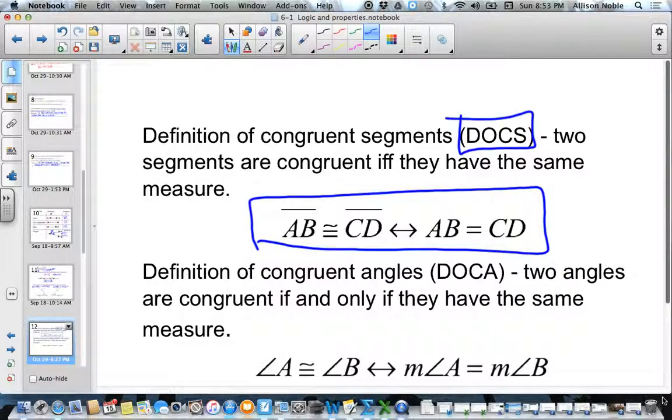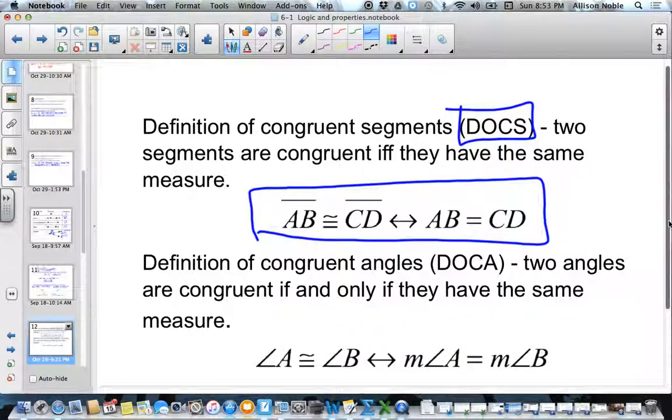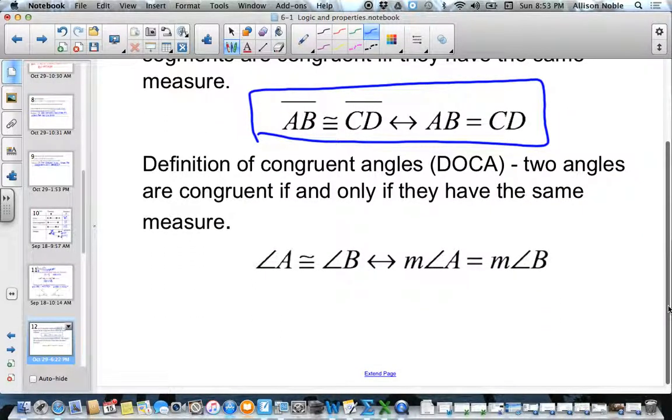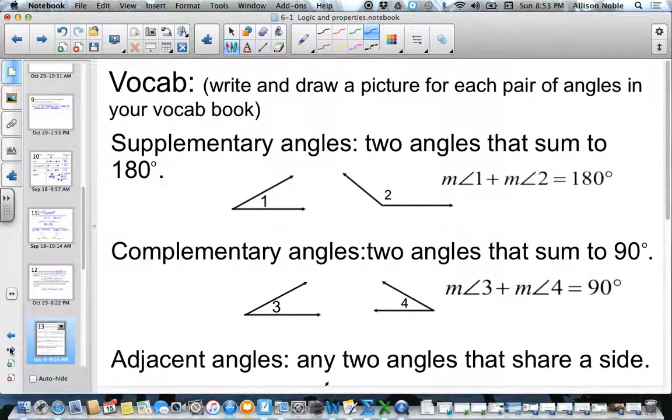Then we have the definition of congruent angles, which is very similar. Two angles are congruent if and only if they have the same measure. So angles are congruent if and only if they have the same measure. Their measures are equal. Okay, so vocab.